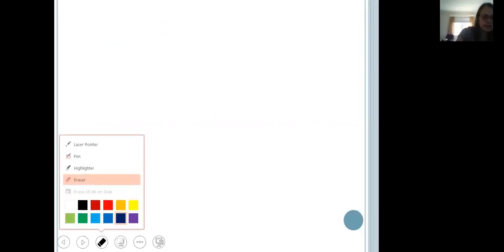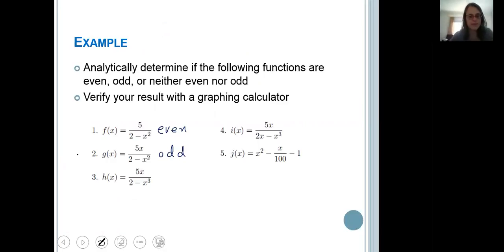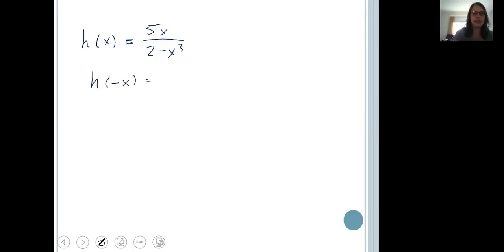Okay, so let's check that third one. The third one is h of x equals 5x over 2 minus x to the third power. So h of x equals 5x over 2 minus x to the third power. Okay, now I'm checking to see, is this function even or odd or neither? Neither is as valid an answer as anything else. So h of negative x. So we replace all of my x's with negative x's.